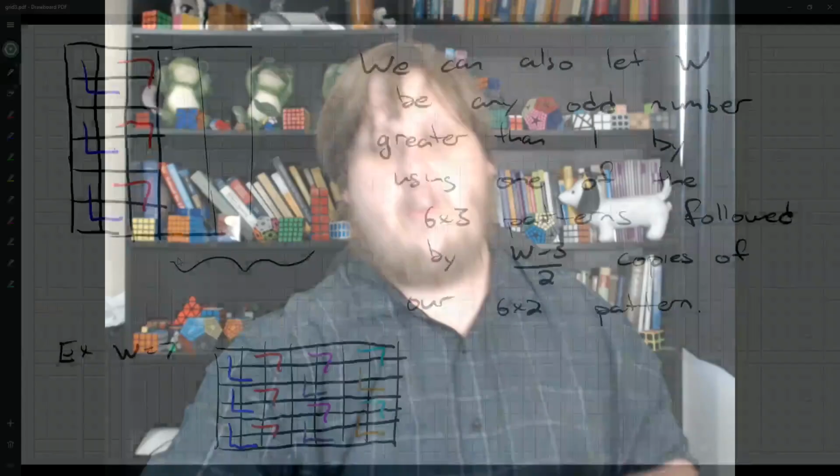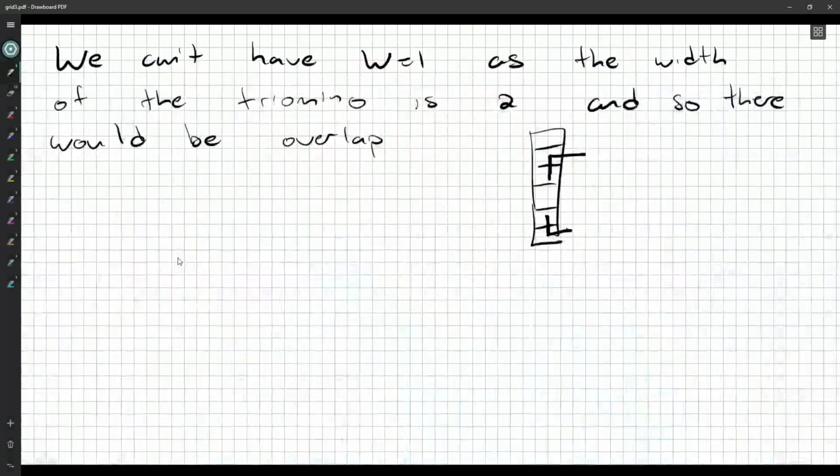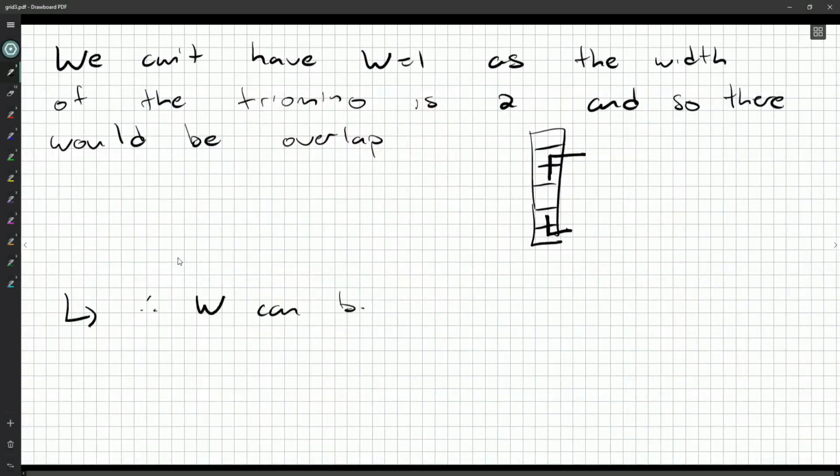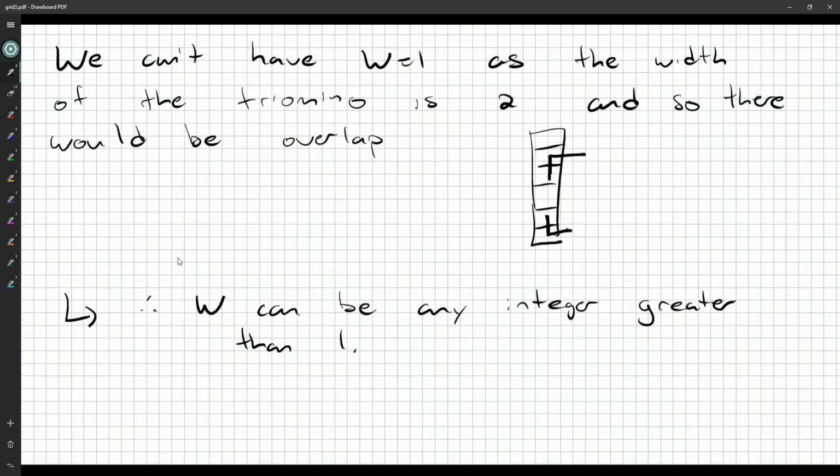And actually, I should probably write that down as a summary. So, therefore, W can be any integer greater than 1. That's probably worth a mark, a summary. Although I would argue that it might be clear from what I said, all odds, all evens. But better safe than sorry, eh?